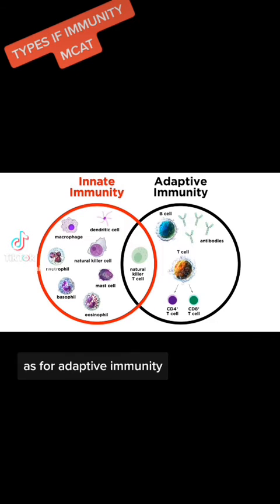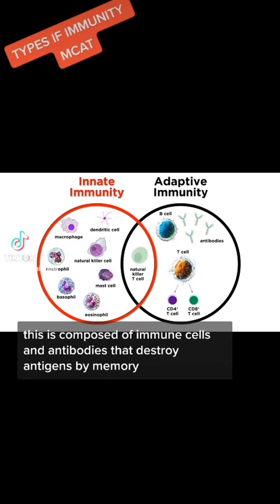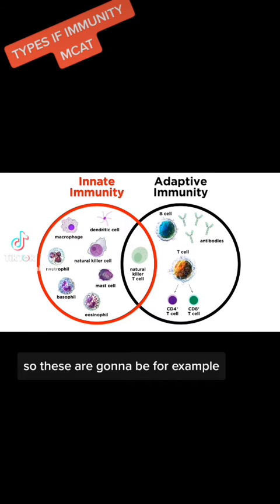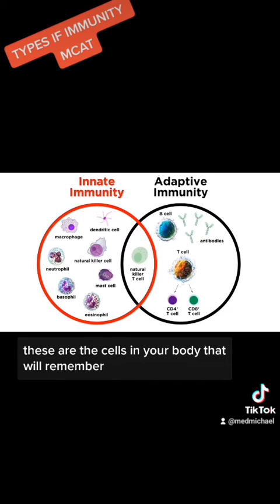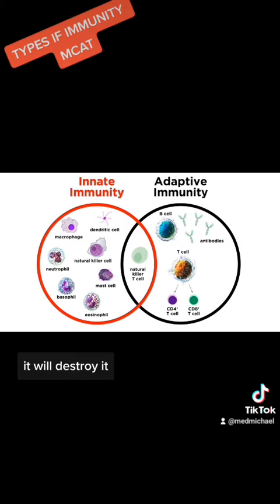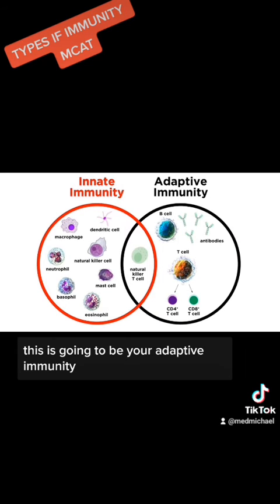As for adaptive immunity, this is composed of immune cells and antibodies that destroy antigens by memory. So these are, for example, your B cells and your T cells. These are the cells in your body that will remember a specific antigen that enters your system, and then when you encounter this antigen again, they will destroy it. This is your adaptive immunity.